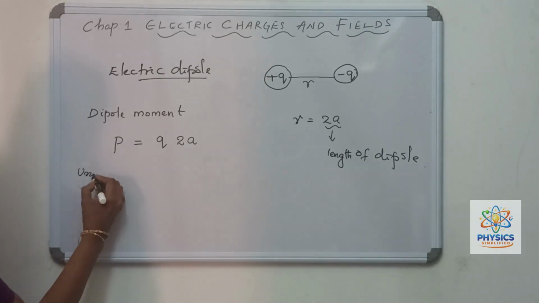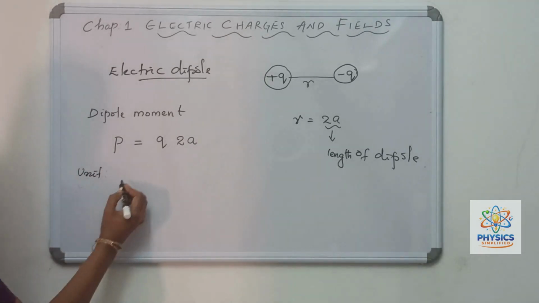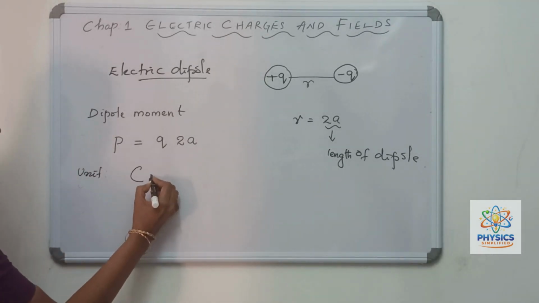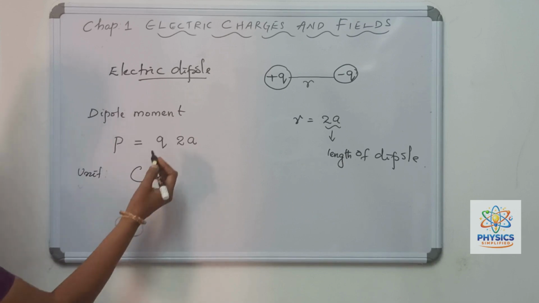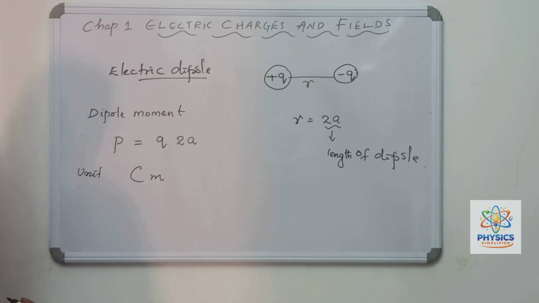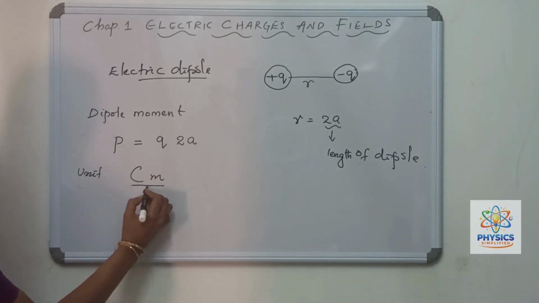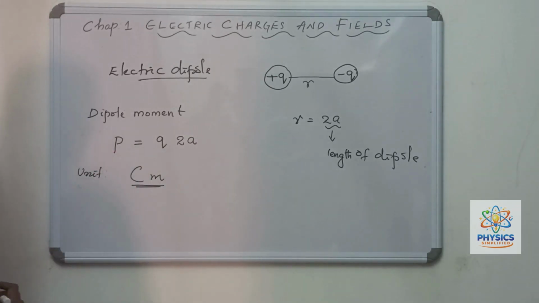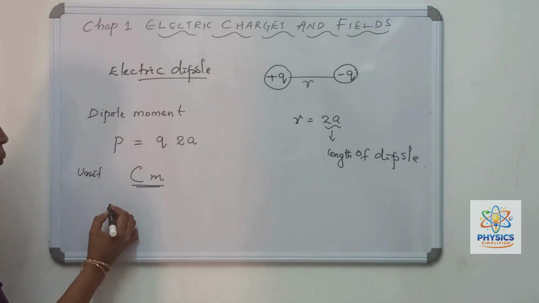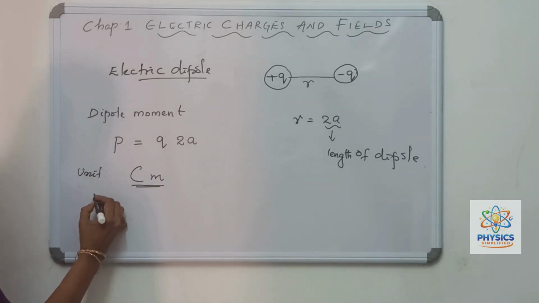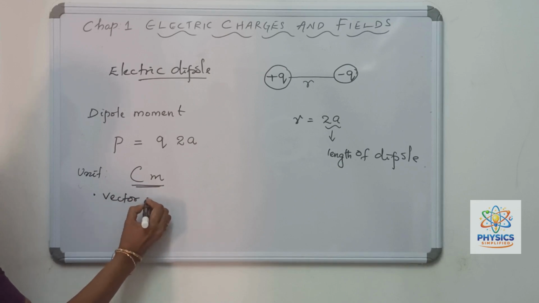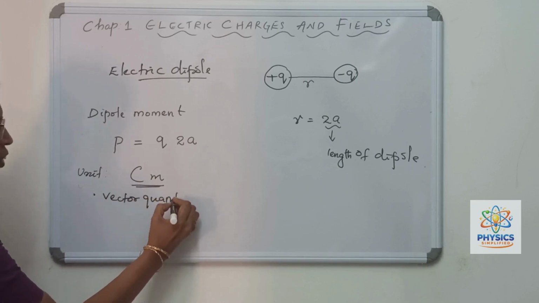And the unit of this dipole moment is coulomb into meter. The unit of charge is coulomb and the length of the dipole is in meter. So coulomb meter is the unit of dipole moment. And here this dipole moment is also a vector quantity.